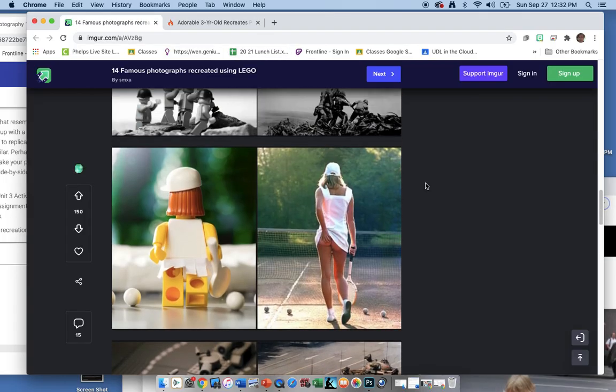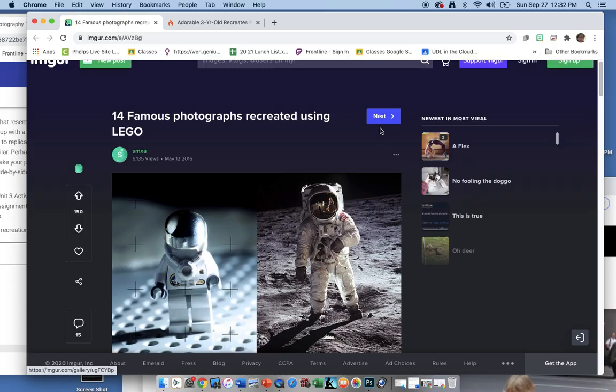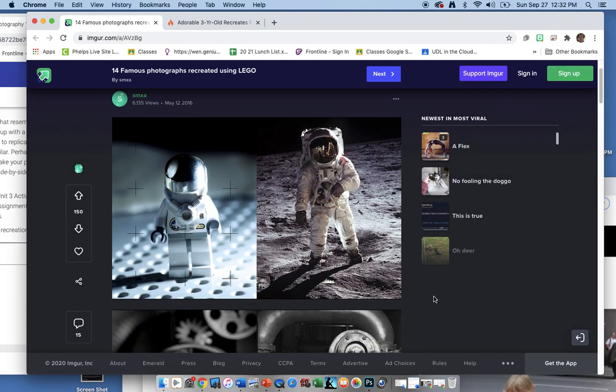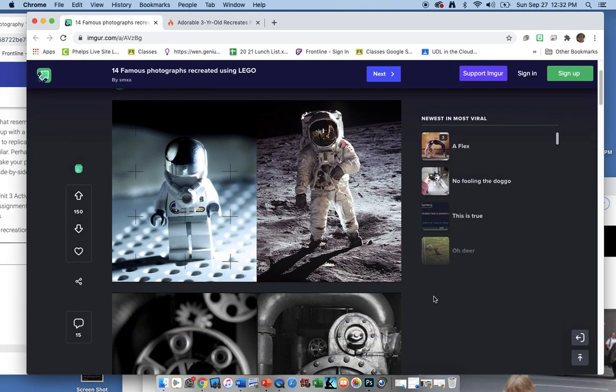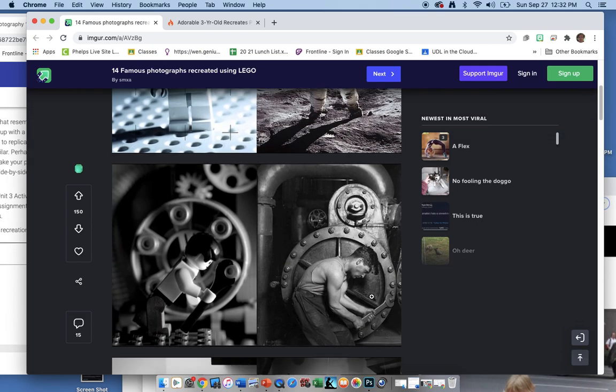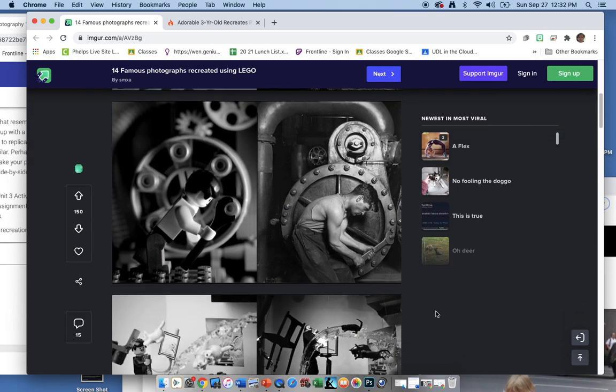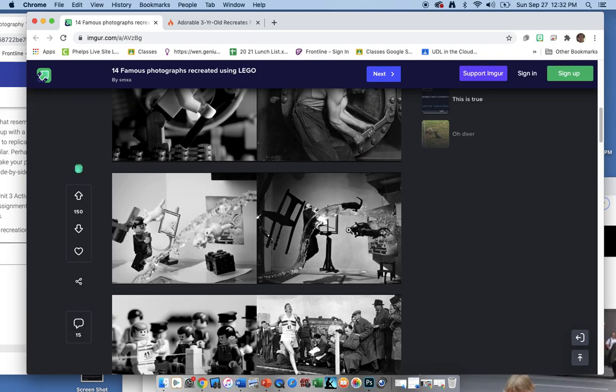Here's one here. This one they used Legos to recreate these photographs. Okay, can you use Legos? Yeah, it will work. If you've got Legos and it works, go for it. See, some of them you have to be a little more creative and work a little more. So this is very fun.